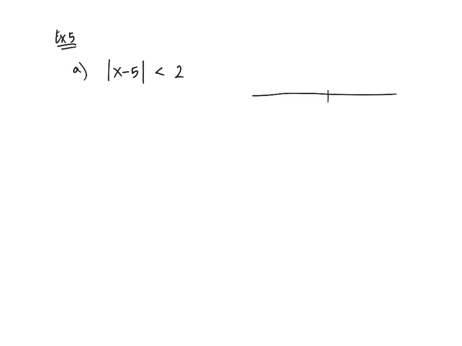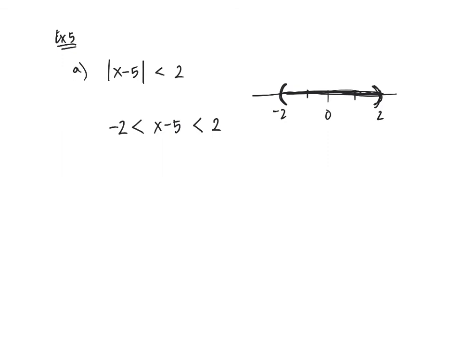So if it's less than 2 units away from 0, then going to the right, it could go all the way out to where 2 is, or going to the left, it could go all the way out to where negative 2 is. But it has to stay within these boundaries between negative 2 and positive 2. So understanding absolute value as distance from 0, it makes sense to solve it like this: you put the expression x minus 5 in between 2 and negative 2, and then you just solve this compound inequality.